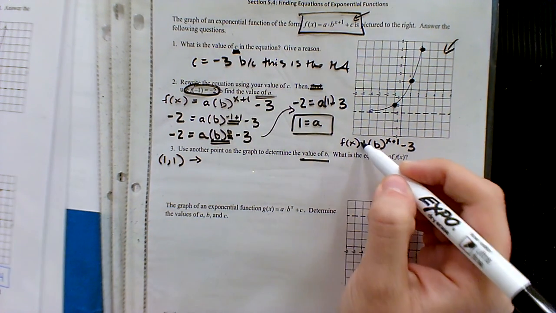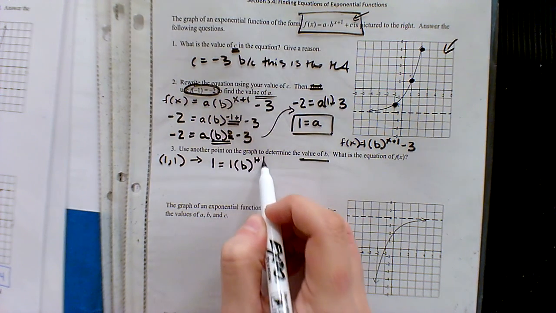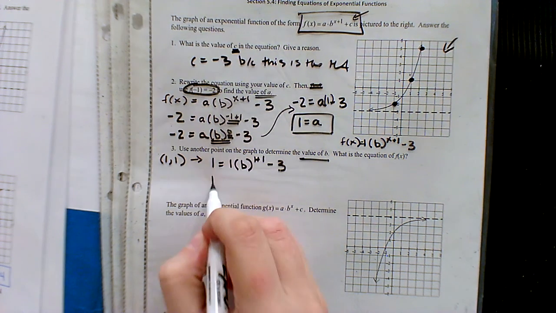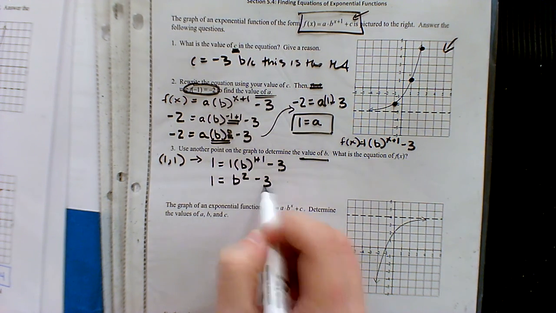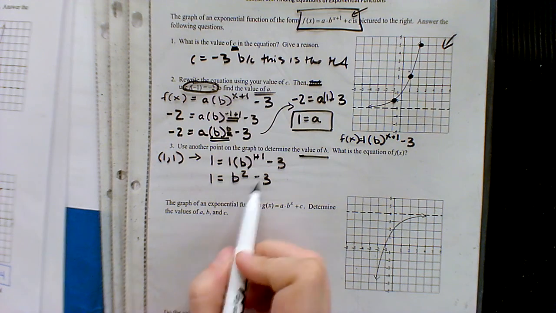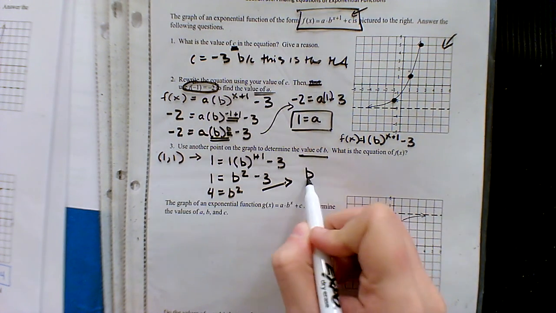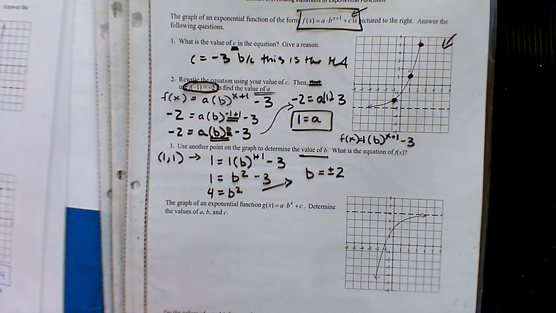So this is telling us if we were to put 1 in for X, we should get out 1 for Y. Alright, so 1 equals B squared minus 3. Solving for B, we can add the 3 over to get 4, and then square root both sides. We'll get plus or minus 2.